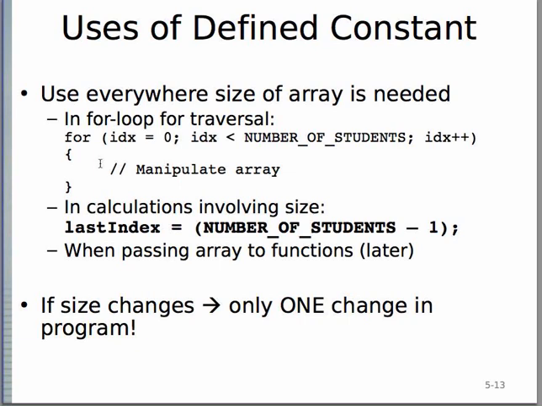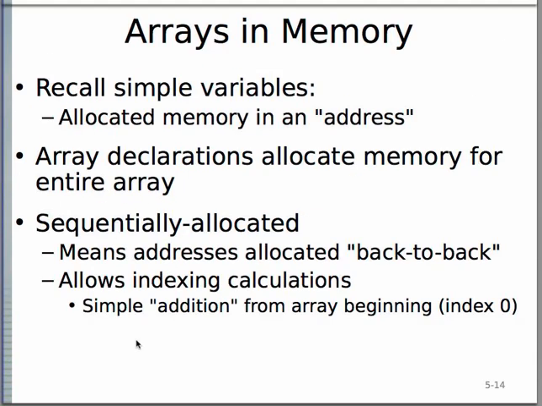Okay, so use this defined constant everywhere that the size of the array is needed. For example, in a for loop, you want to use the size of the array rather than the number 5. If you use 5 here and you change the size of the array, now you've got to fix all your for loops. That's a pain. So if the size changes, you only need one change in the program. If you have 100 loops, no problem.